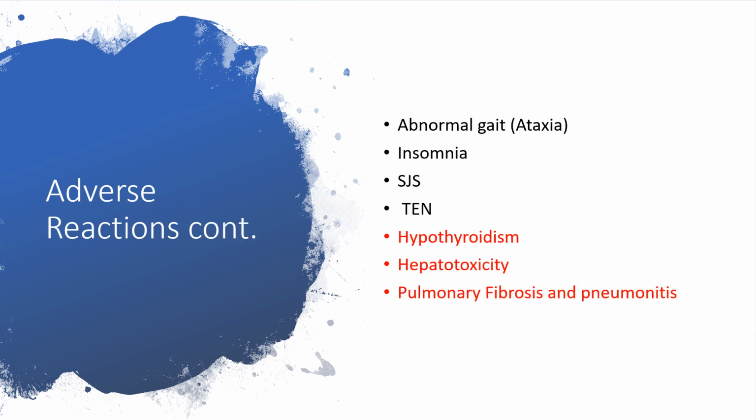Still on adverse reactions, abnormal gait, that is ataxia, insomnia, Stevens-Johnson syndrome or toxic epidermal necrolysis, hypothyroidism, hepatotoxicity, pulmonary fibrosis, and pneumonitis. You could see that I colored hypothyroidism and hepatotoxicity with pulmonary fibrosis. Hepatotoxicity and hypothyroidism could be fatal, and we will talk more about them in a bit.